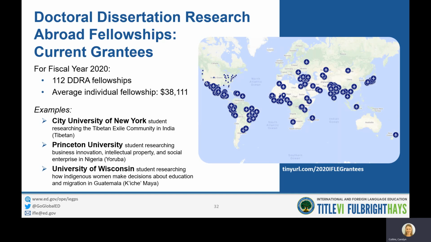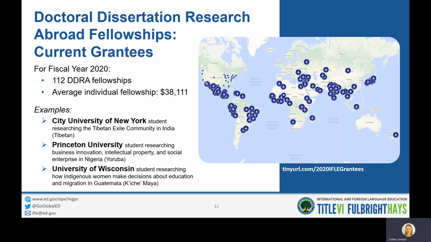These three examples are really just three of 112. So again, the Google Map is a great way to learn more about the actual projects that are being funded and for you to see the wide diversity of fellows and diversity of projects that are supported.